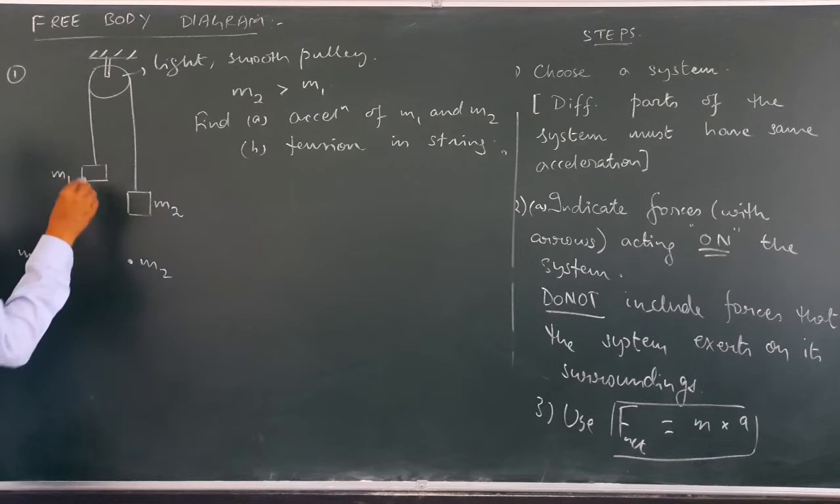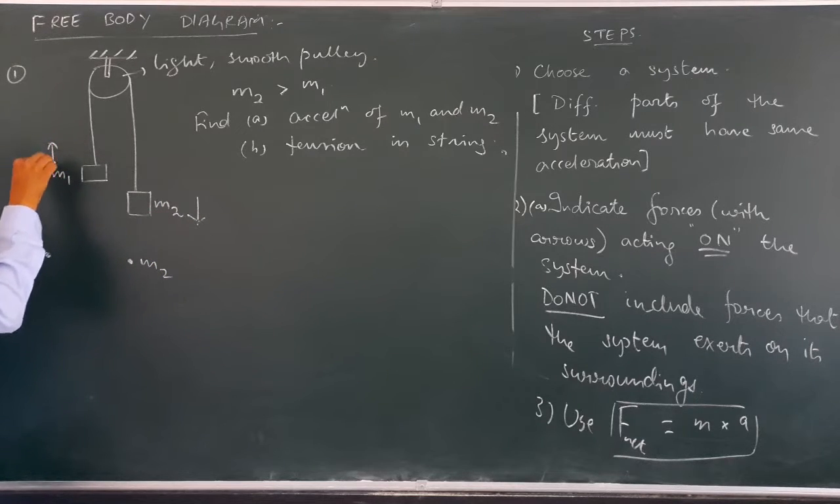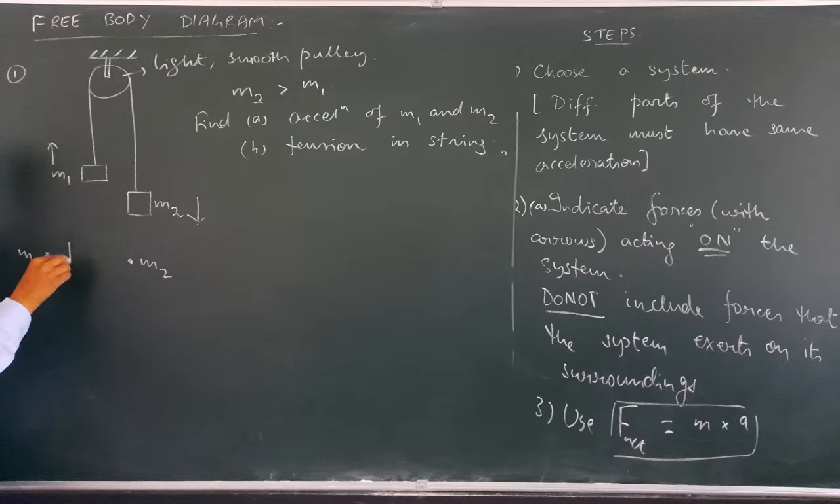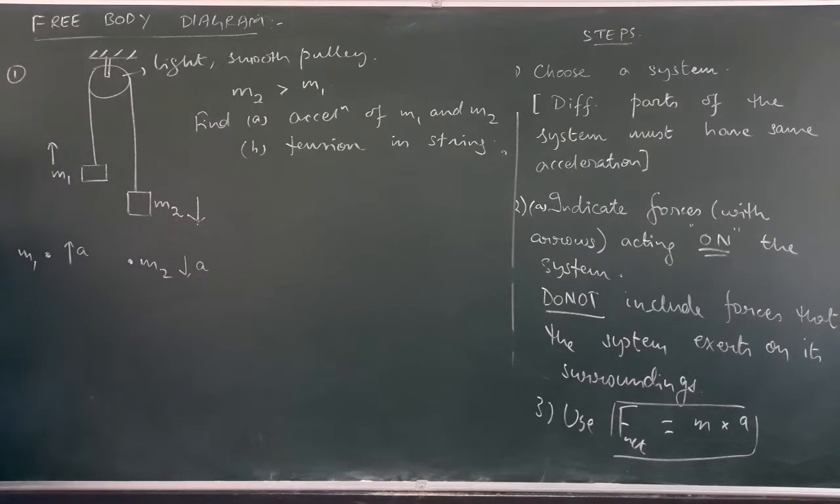M1 will go up or down? It will go up because this is heavy. It is heavy, so it will go down. This will go up. So M1 will go up. So its acceleration will be A in upward direction. M2's acceleration will be A in downward direction.